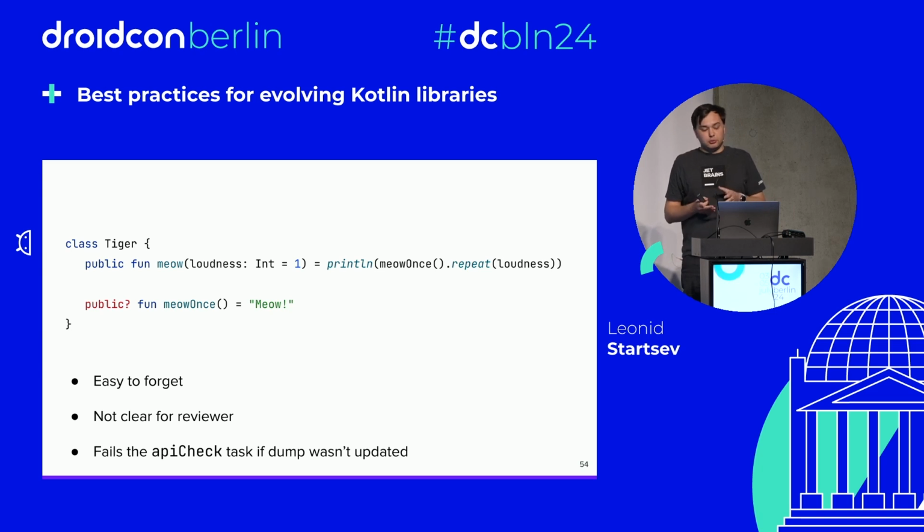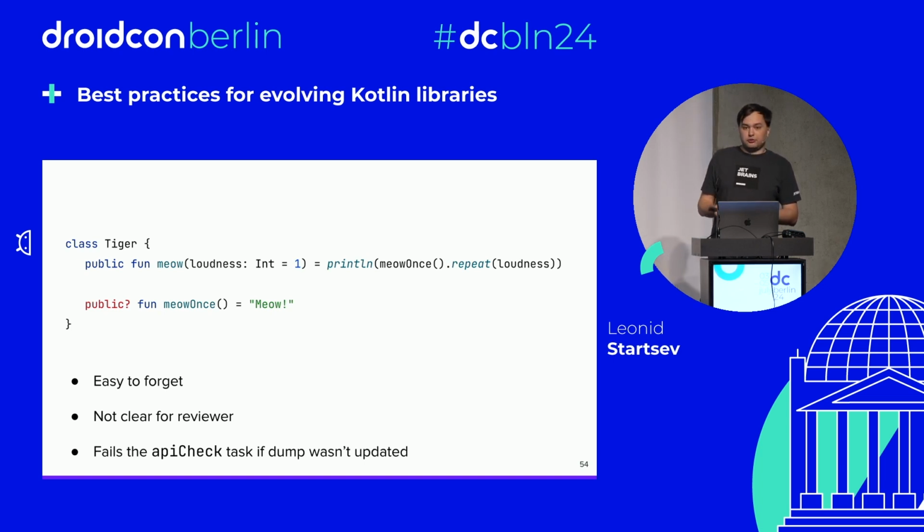Was it intended to be public, and the author of this refactoring simply forgot to add it? Was it intended to be private and an implementation detail, and again, someone forgot to add private to it? It is not clear for the reviewer, and it is easy to forget while doing it yourself.